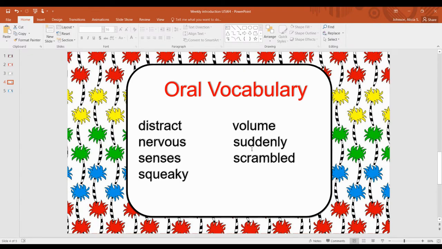Next, we have suddenly. And suddenly means that something happens very quickly. And last, we have scrambled. And this means to do something quickly, such as to climb quickly or walk quickly. So maybe you scrambled to get in line so you could be the first in line. So scrambled. Okay, these are our words for this week. Again, practice using them when you're speaking at home with your friends and family.